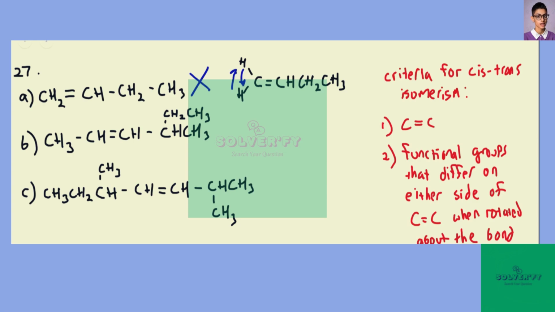If you look at B and C, on the other hand, you can see that there are very different functional groups on either side of the bond that would change the compound if they were rotated about either side. And the same for B. We have a hydrogen over here, and then we have this methyl group over here, as well as the different functional groups here. So in 27, the only one that doesn't experience isomerism is A.